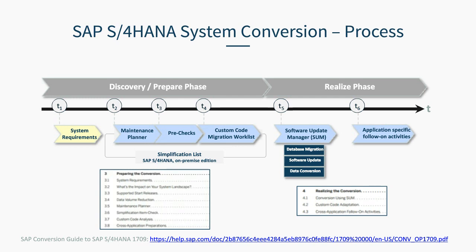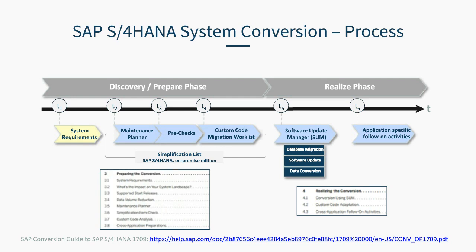And then once you've got all of that ready, you're ready to jump over the ledge. The Software Update Manager takes you through the database migration, bringing you onto HANA. All of this happens in one step through the Software Update Manager. So it converts your data to the HANA database. It does the software update to bring you to S/4, and converts all of your data into the new tables, new structures, so that you're ready to go.